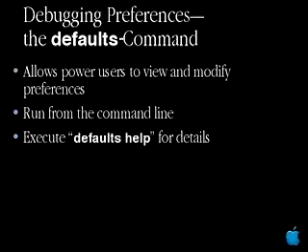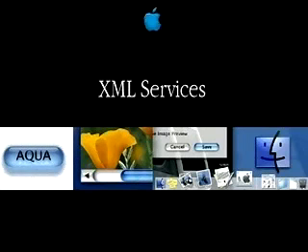Debugging preferences. So you're an app developer and something's gone wrong. There is a command line tool on DP4, the defaults command, that allows power users to view and modify the preferences database directly. As I said, you run it from the command line. There are a number of different options. I'm not going to go through them now. But if you just go to the command line and execute defaults help, you'll get the full details. It's got a lengthy usage statement there. And that's all I want to say about preferences.